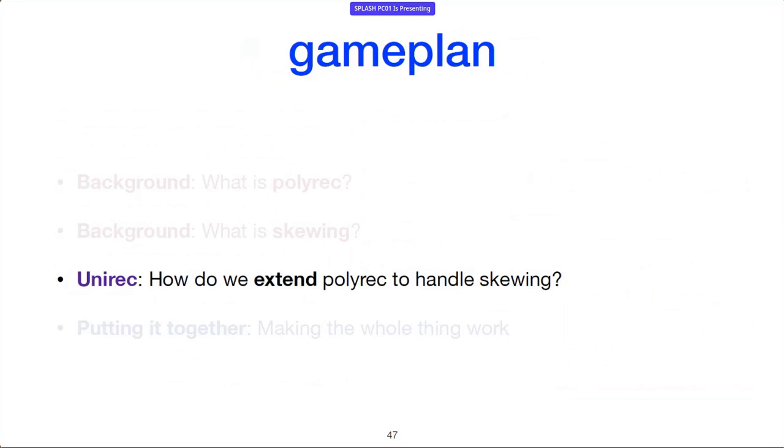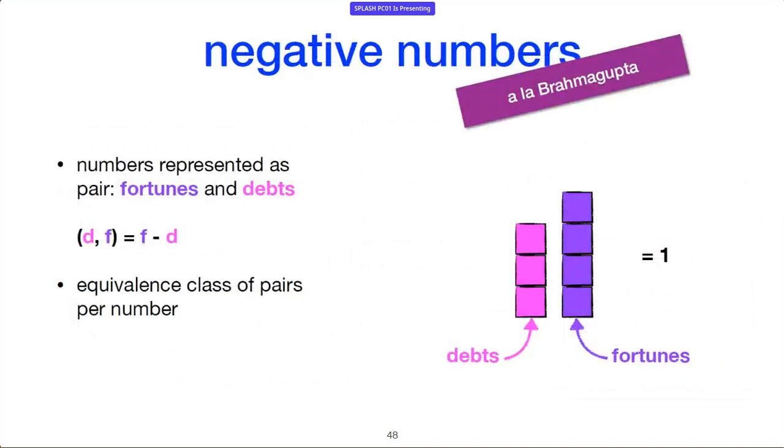So how do we fix it? How do we make transducers, and these automata, which are the way we're representing recursive iteration spaces, handle subtraction? To do that, we're going to take a detour to thousands of years ago. So how did Brahmagupta handle negative numbers?